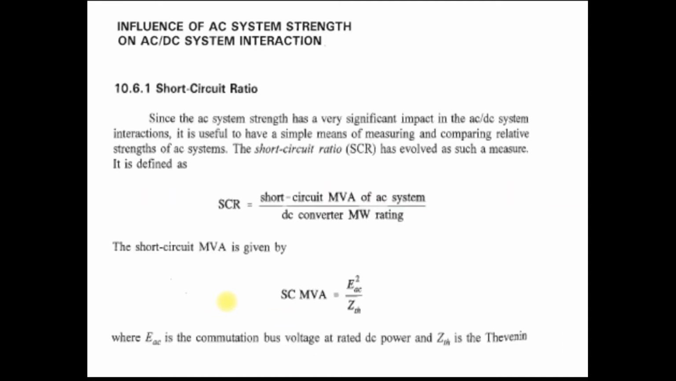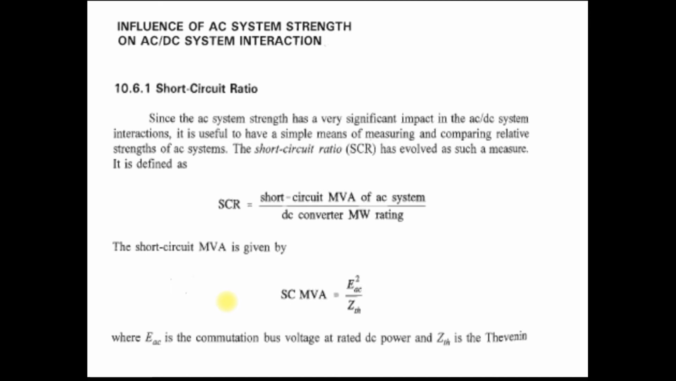Now the next topic is the influence of AC system strength on AC and DC system interactions. In an HVDC system, the normal AC system interacts with the high voltage DC system. Here we want to know the impact of AC system strength on this AC-DC system interaction. The first parameter which decides the strength of the AC system is the short circuit ratio.